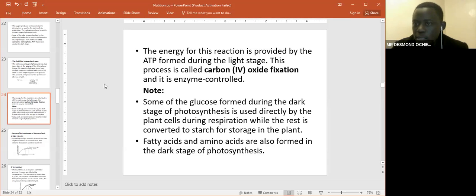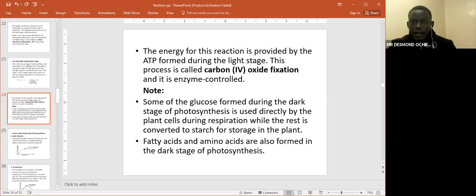And I want to ask a simple question. Why do you think glucose is converted to starch for storage? Why do you think plants convert glucose into starch for storage? I will get the answer from Ernest Mumo shortly. But before that, let me just mention the last point here, which is that fatty acids and amino acids are also formed in the dark stage of photosynthesis.